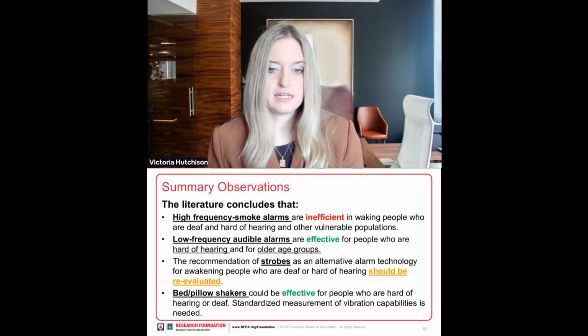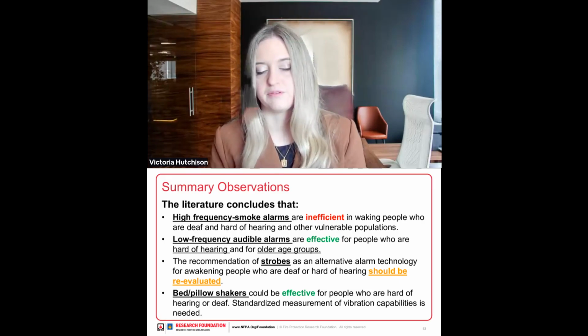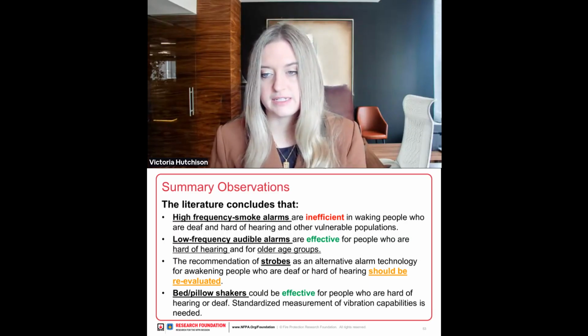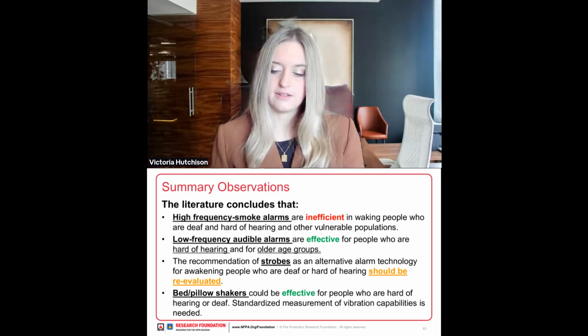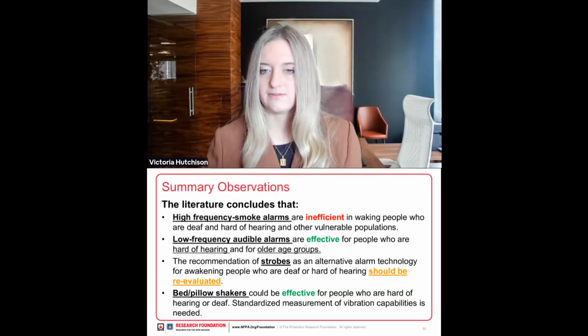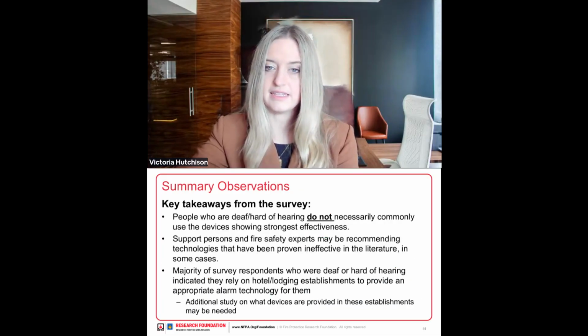The bed and pillow shakers could be effective for people who are hard of hearing or deaf, but more work is needed on standardized measurement of vibration capabilities. The researchers at Lund University did this work, and there is another paper that's come out where they've taken a step forward on that. I can provide resources for that as well, but more work is needed in that area.